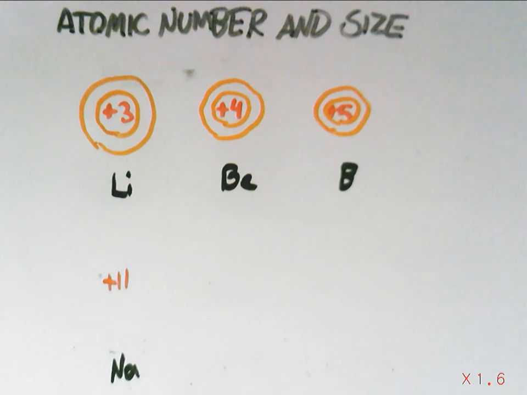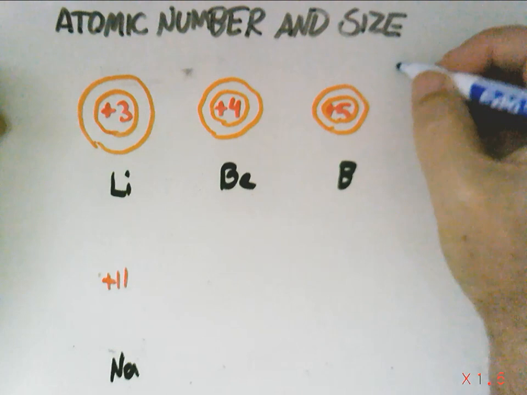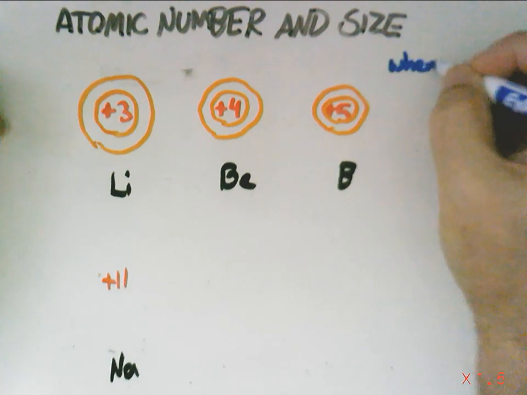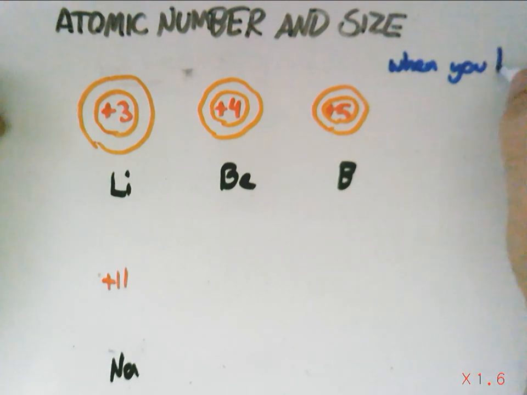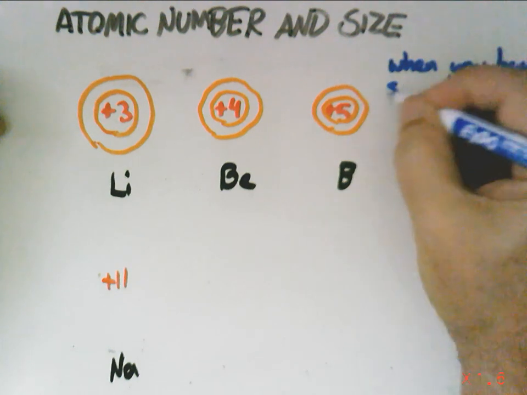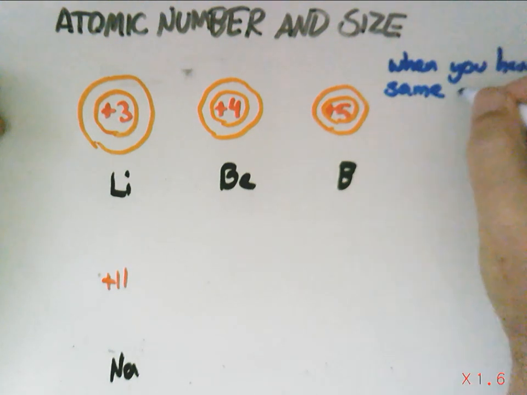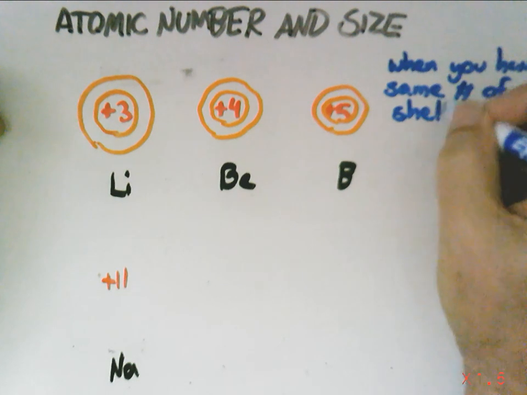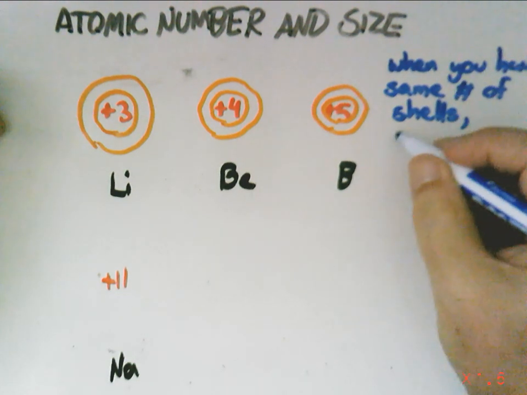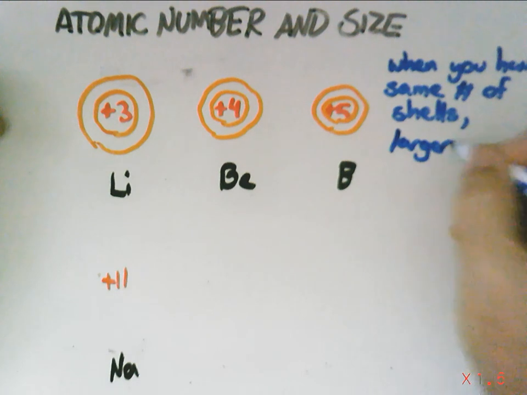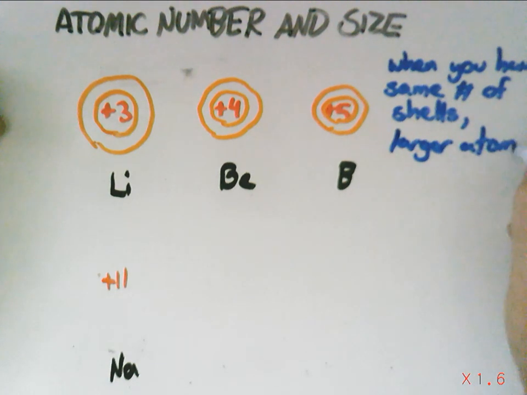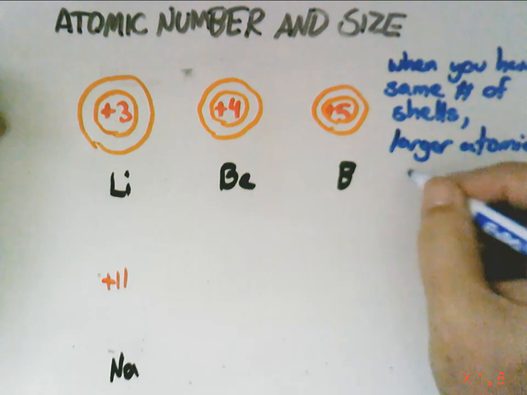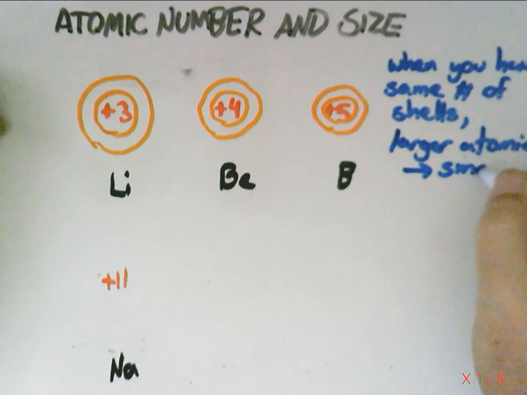So let's summarize that. When you have the same number of shells, larger atomic number gives you a smaller atom.